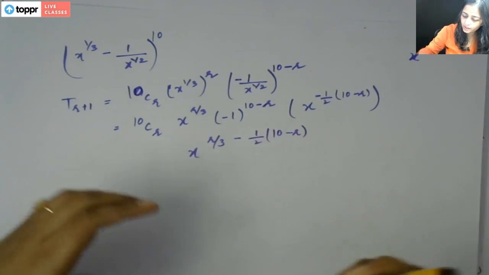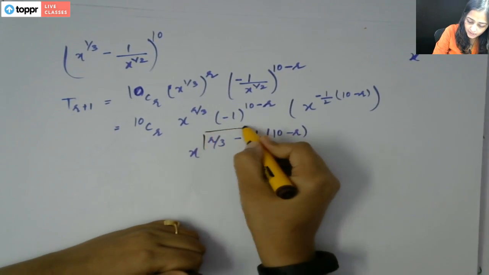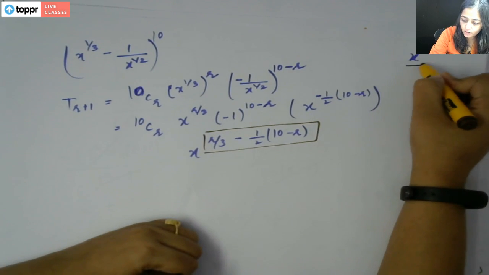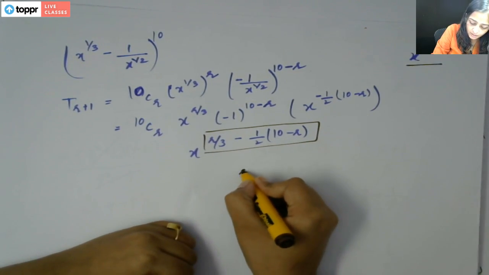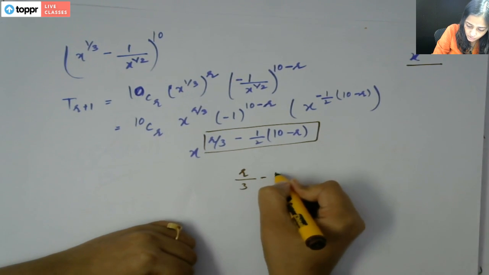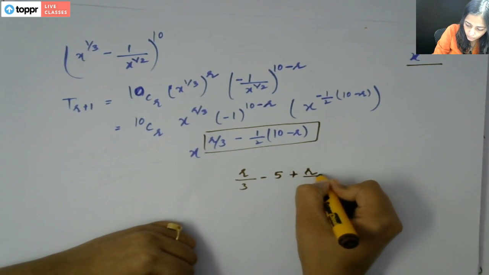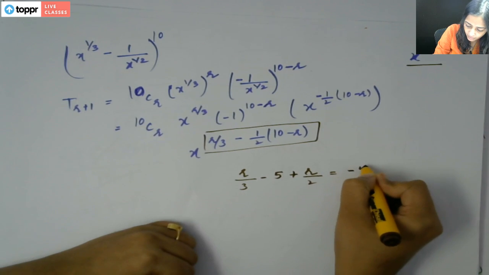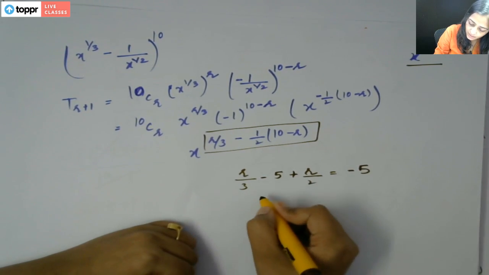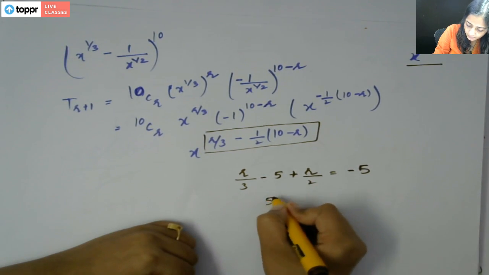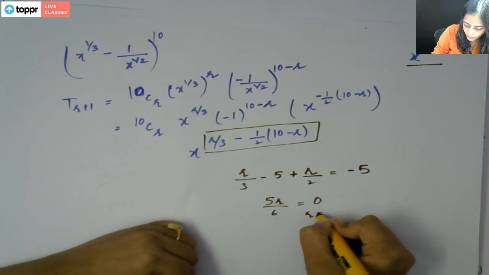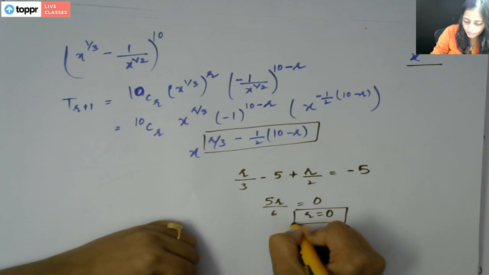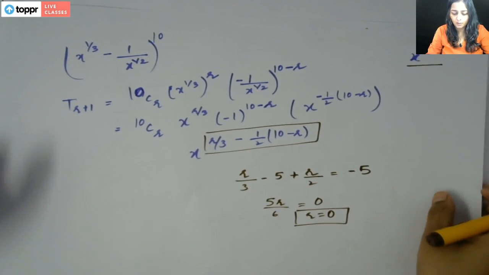So if I solve only this expression, because I have to find the coefficient of x raised to the power minus 5, I will equate it to minus 5. r/3 minus 5 plus r/2 is equal to minus 5. So this is 5r/6 is equal to 0, r is equal to 0. From here I get r equal to 0.